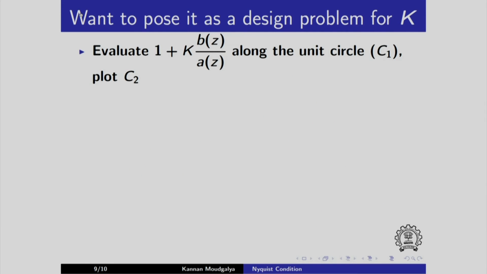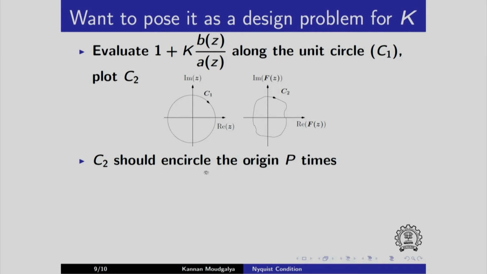Now we want to pose it as a design problem for k. What do I mean by that? Let us recall that we evaluate 1 plus kb by a along the unit circle C1, plot C2. So here is the curve C1, we plotted it and got C2. C2 should encircle the origin p times, where p is the open loop unstable poles.